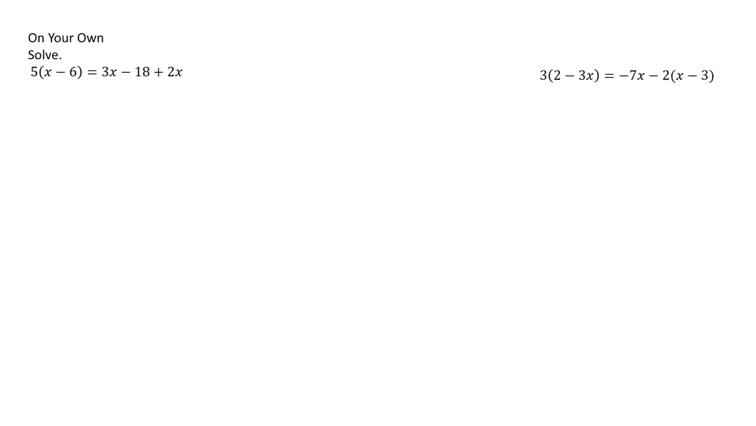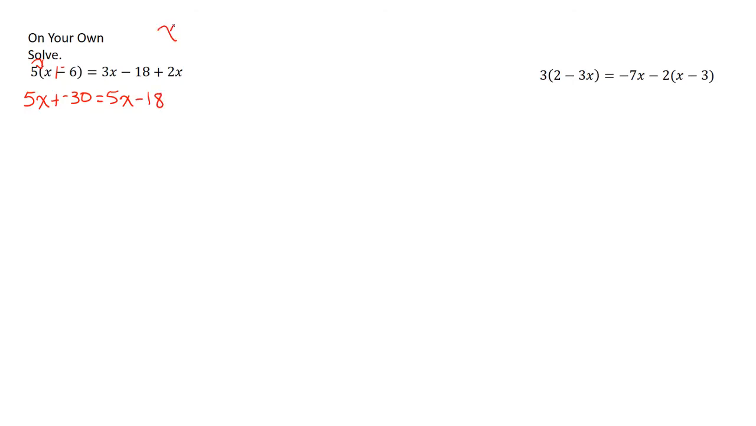Okay, here we go. I, again, like to distribute first, so I'm going to say 5 times x is 5x. This is plus a negative. 5 times negative 6 is plus a negative 30. Equals, I've got a 3x and a 2x, 5x minus 18.